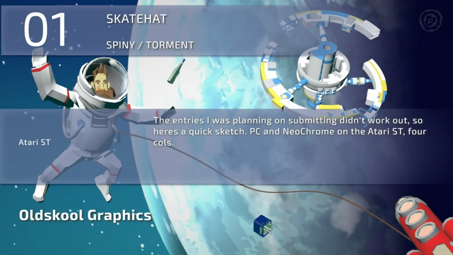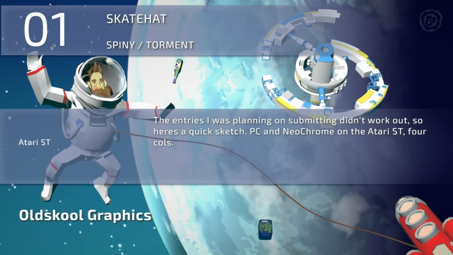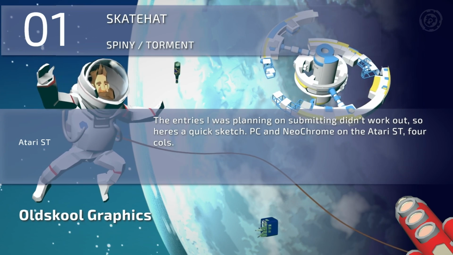And that's a hat? Yeah. A hat? Yeah. Well, no, it was a guy wearing a hat. Yes. Well, it was a head wearing a hat. So, an Atari ST. Yeah.